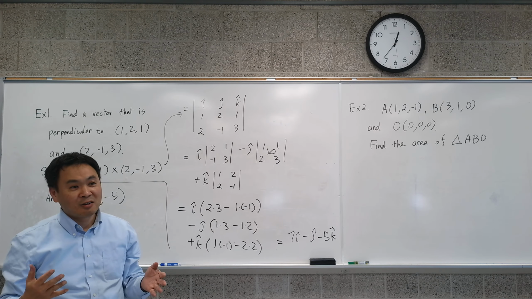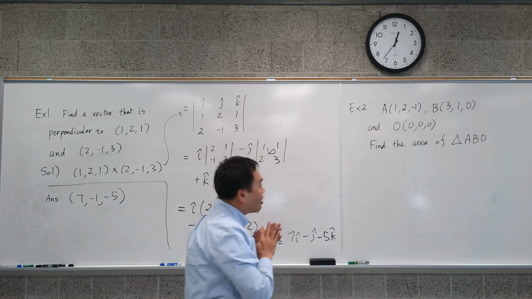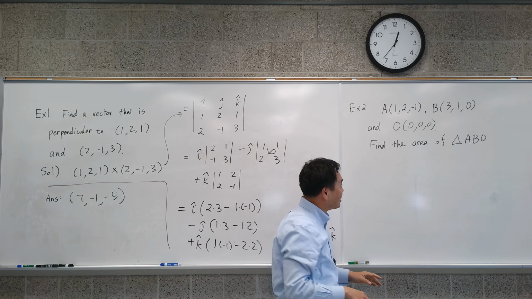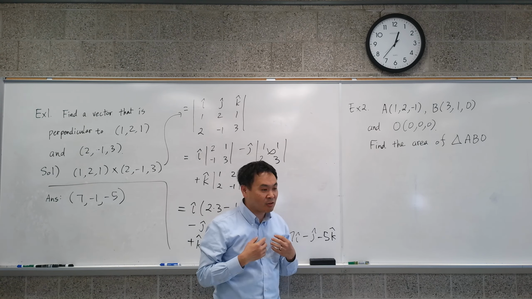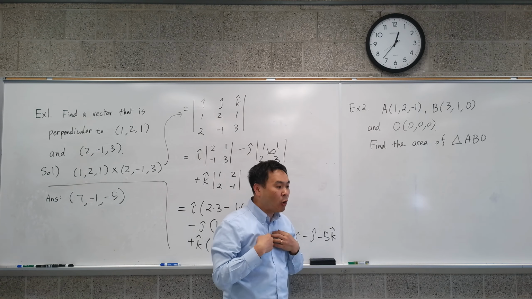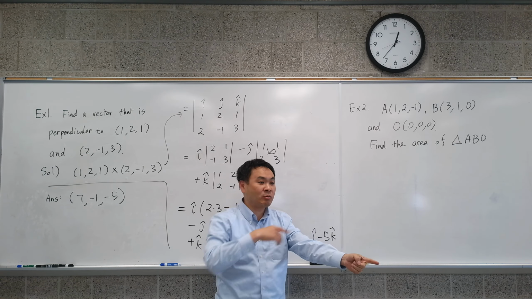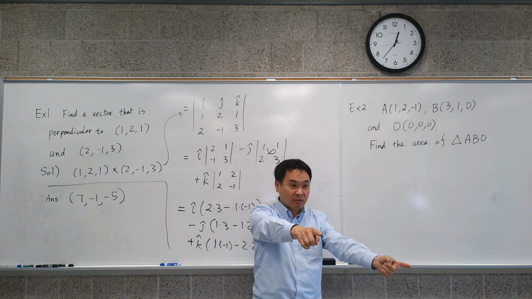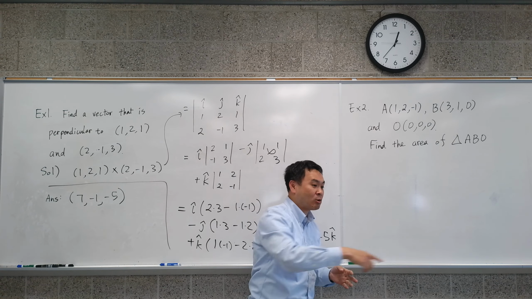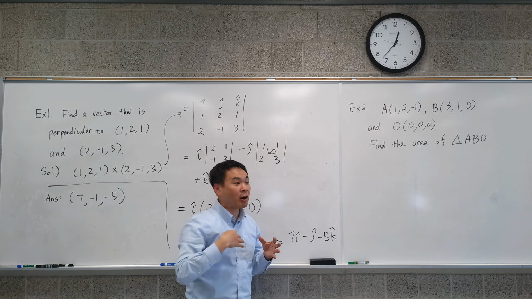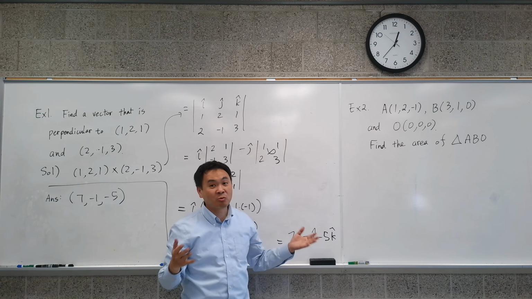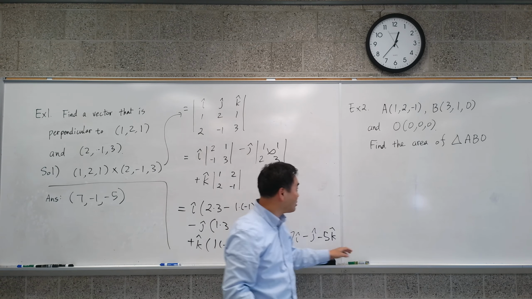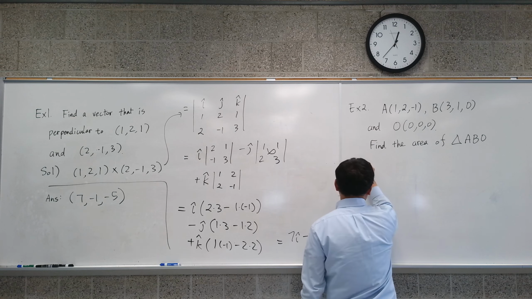That seems really hard, but we know that it's basically like saying you have OA, which is this vector, and OB, which is this vector. Those 2 vectors are going to create a parallelogram, and half the area of the parallelogram is what we want. That'll be the triangle.